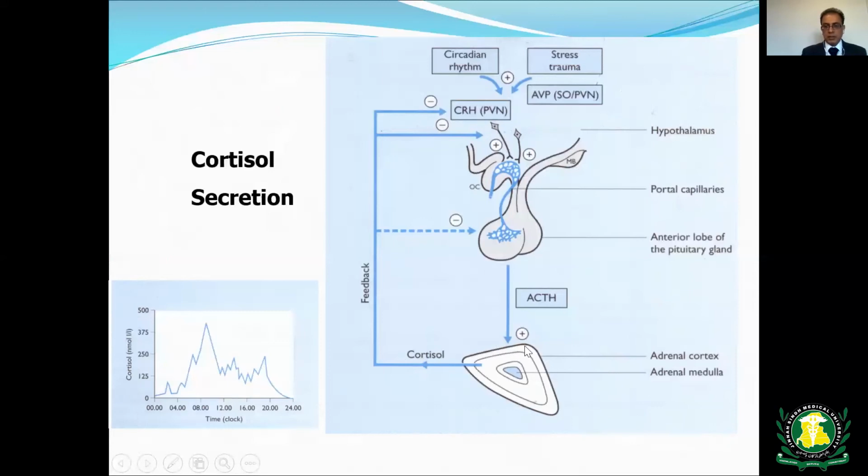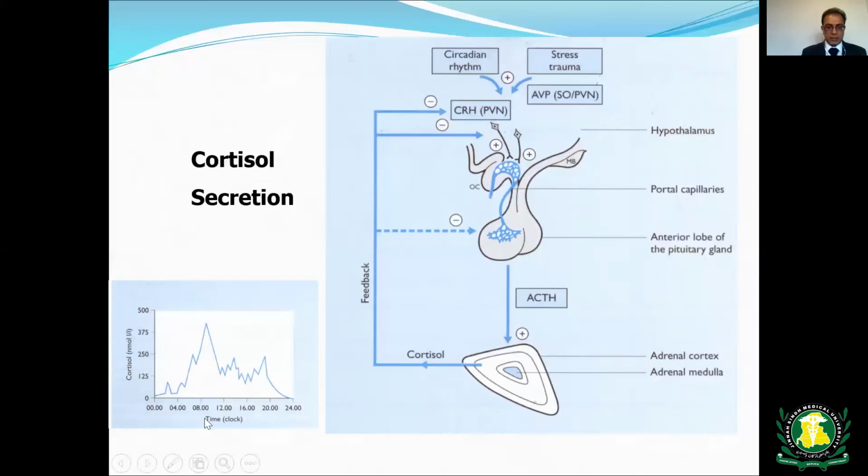The outermost is the adrenal cortex, and the inner is the adrenal medulla, which again releases a very important hormone. I'll discuss it later. Before we move to the next slide, this is a very important graph. This will help you for the rest of your life if you want to practice endocrinology or any general medicine field. So cortisol secretion is always in circadian rhythm.